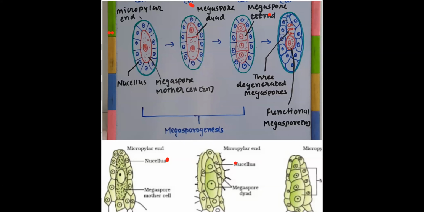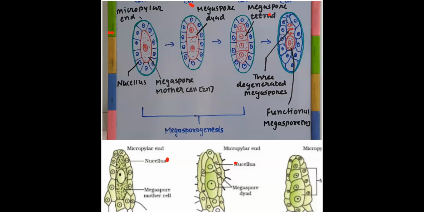The integuments encircle which part of the ovule? The nucellus, except the micropylar region. Remember that. Inside are the nucellar cells. Out of all these nucellar cells, one cell behaves as the megaspore mother cell.